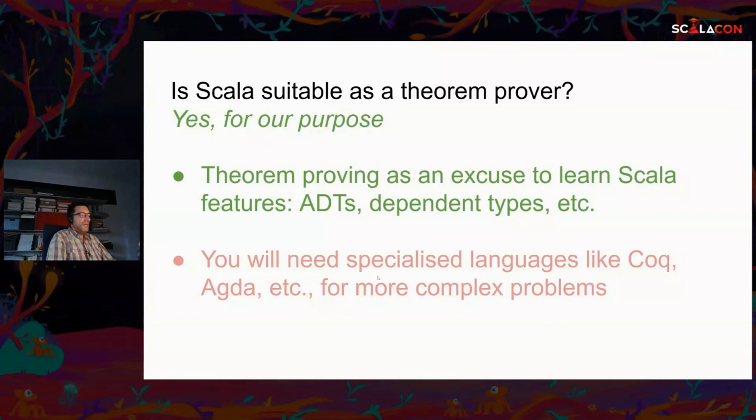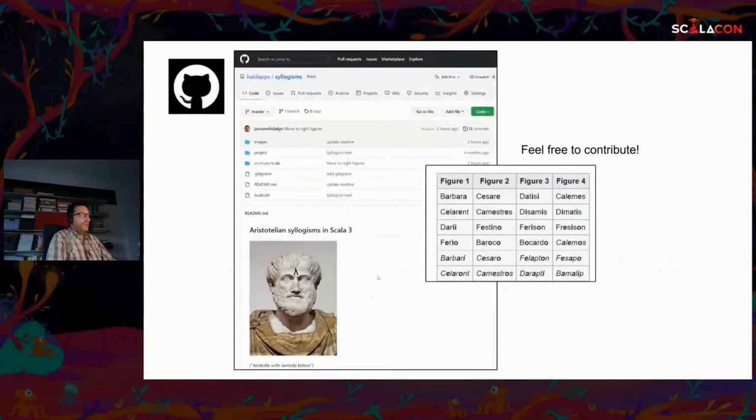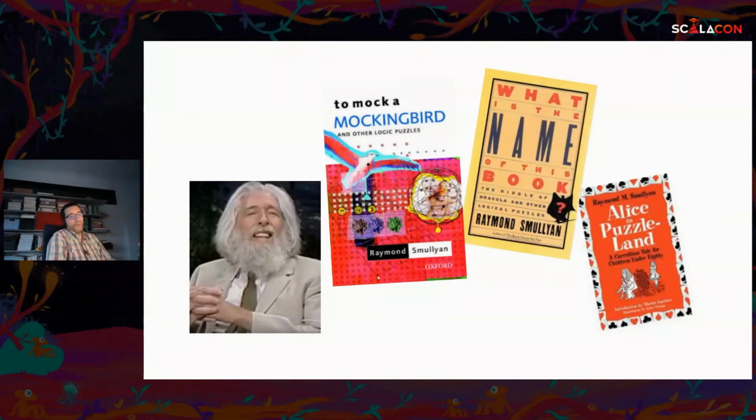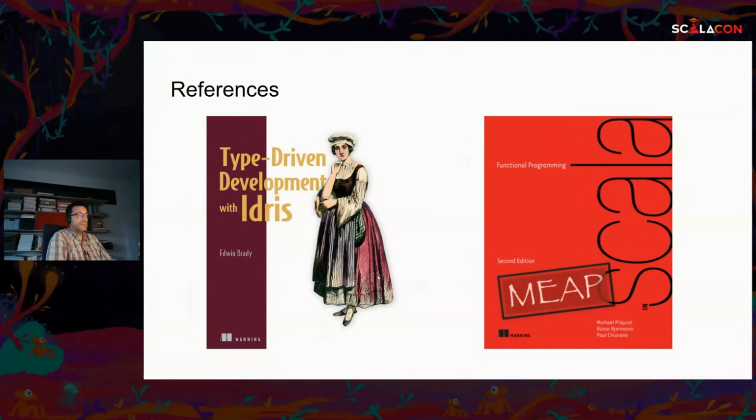Okay. Well, I will leave you here with some references. For this GitHub repo, we intend to implement the proofs for the 24 valid syllogisms of Aristotle. Please feel free to contribute. It is fun to do this. As I said, you are also invited to pick up one of the books from Raymond Smullyan and try to implement these puzzles. You have also this reference about functional programming in general, type-driven development in particular, using Idris.